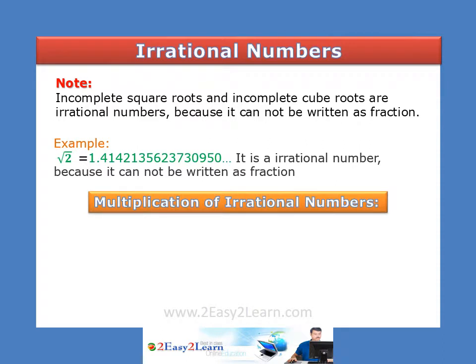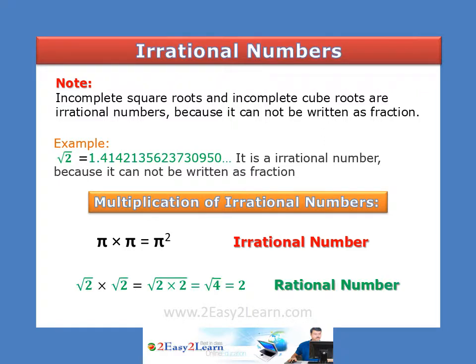Multiplication of irrational numbers. Have a look at this. Pi times pi is square of pi, which is an irrational number. But square root of 2 times square root of 2 is equal to square root of 4, which is a complete square root and it can be written as a simple fraction, therefore it is a rational number.